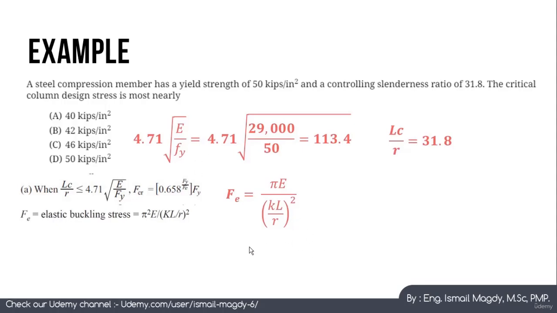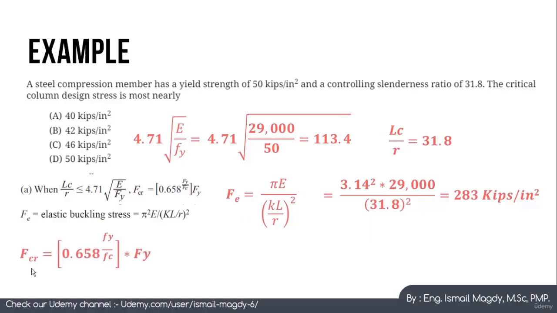Let's just substitute now. It is going to be 3.14 squared multiplied by 29,000 all over 31.8 squared, because this term here is the slenderness ratio. So FE is going to equal 283 kips per inch square. So now you have FE. This means that F critical is going to equal 0.658 power F yield over FE all multiplied by F yield. This means that F critical equals 0.658 power 50 over 283, all of this multiplied by 50, which is going to be 46.4 KSI, or kips per inch square.